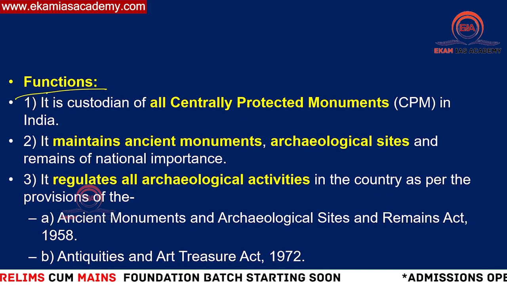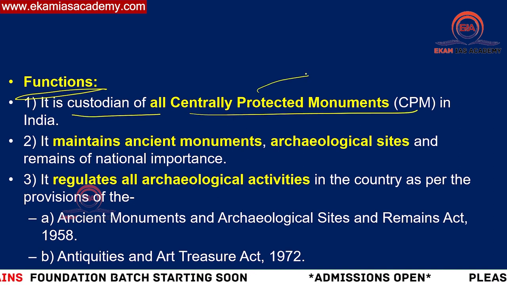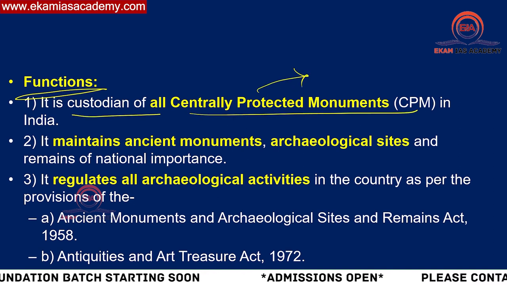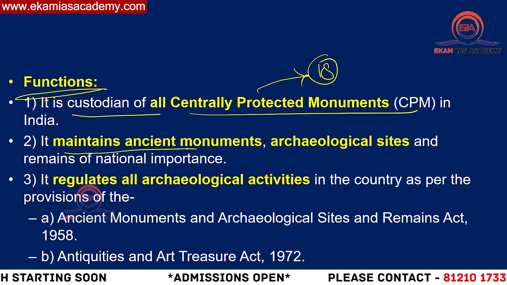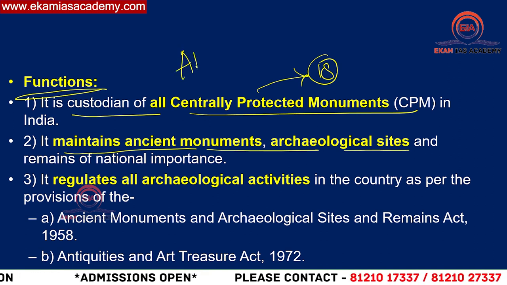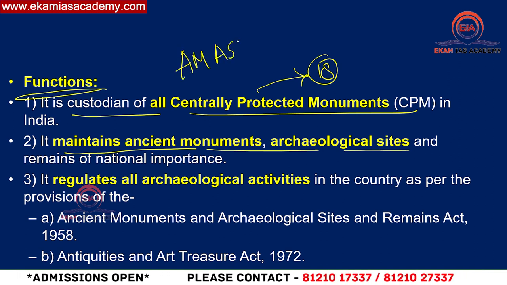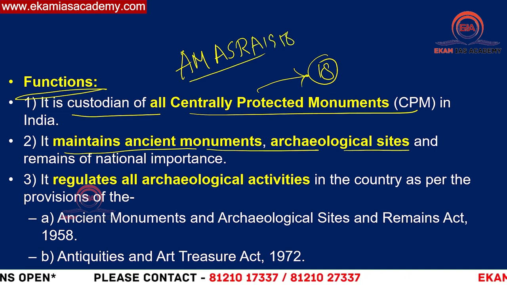Then we'll know what the functions of ASI are. It is a custodian of all centrally protected monuments. Out of these monuments, now 18 monuments are getting delisted. Then it also maintains ancient monuments and archaeological sites. That is the name of the Act also: the Ancient Monuments and Archaeological Sites and Remains Act, 1958. So this is one main thing.